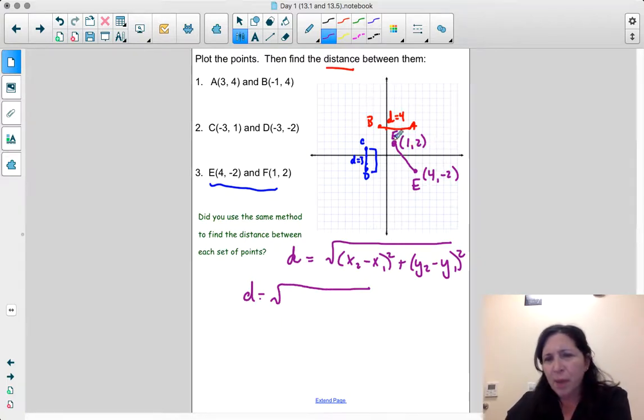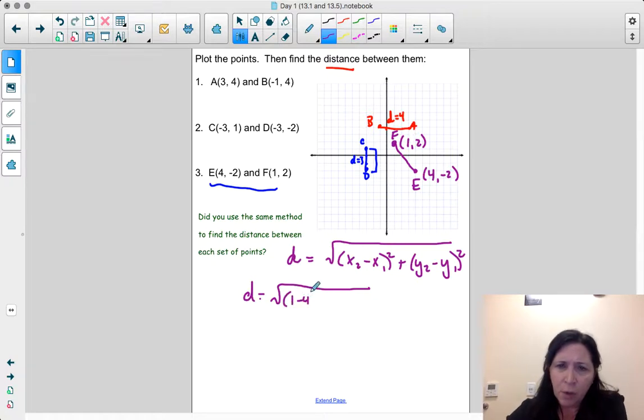It doesn't matter whether you say 1 minus 4, and then 2 minus negative 2, or if you say 4 minus 1, and then negative 2 minus 2. I'll show you the difference, because there is no difference. Either way is okay as long as you are consistent when you subtract. So we're just going to say 1 minus 4. We're going to start with that.